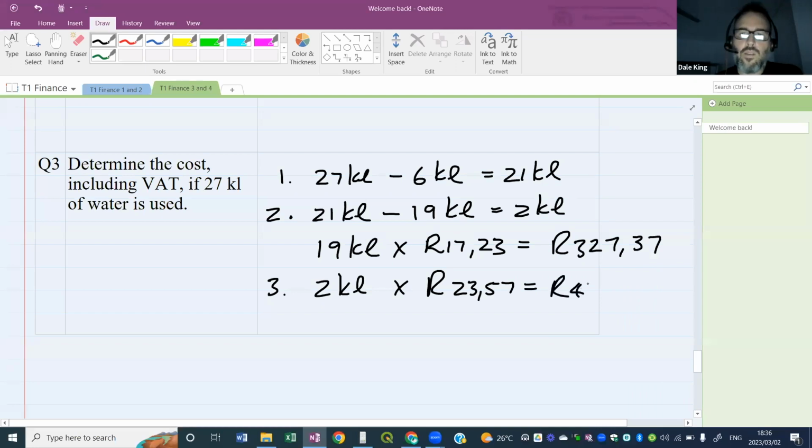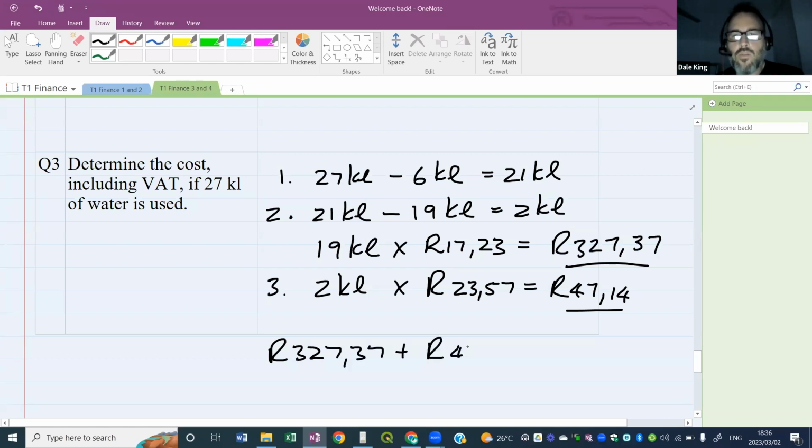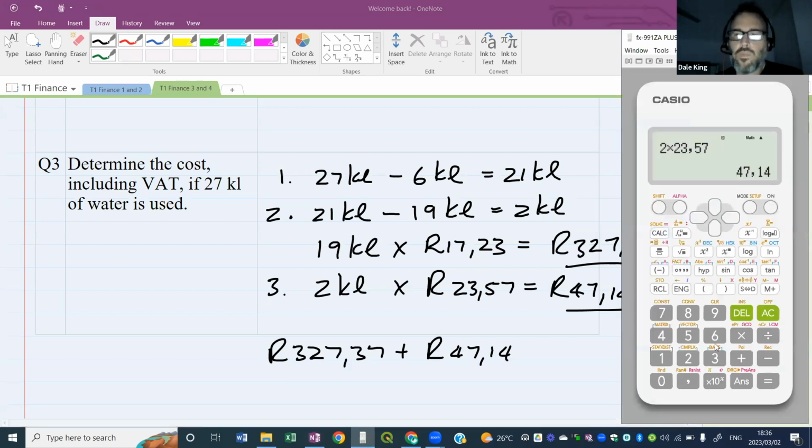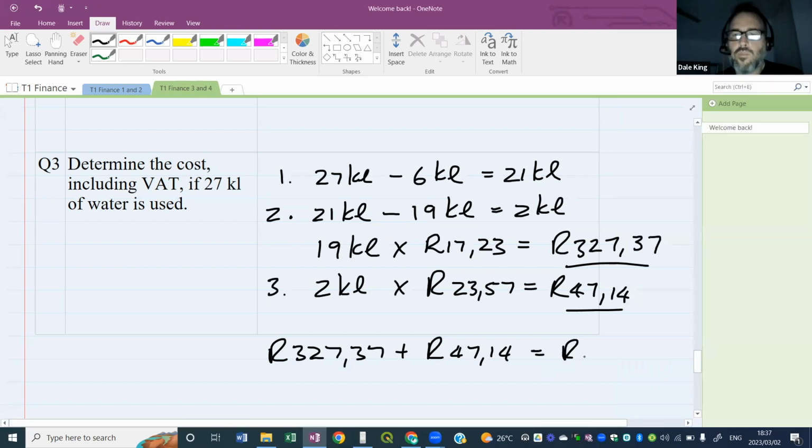Now what we have to do is look at all our charges. The first six were free. We charged 19 kiloliters at a certain rate and got R327.37. We charged 2 kiloliters at another rate and got R47.14. These now need to be totaled up, added up. So it's R327.37 plus R47.14, which equals R374.51. And this total is what the municipality will charge you.